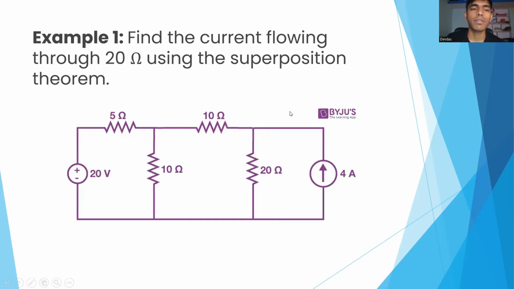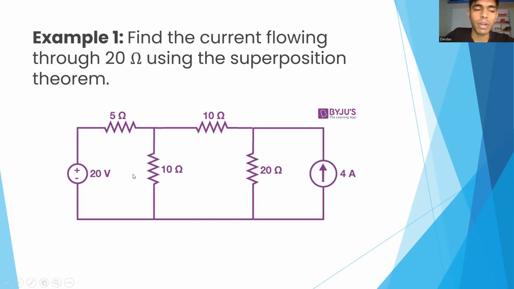Let's say find the current flowing through the 20 ohm resistor using superposition theorem. You can see that we have two sources, a 20 volt source and a 4 ampere source, and we need to find the current flowing through the 20 ohm resistor. The first understanding you need is that we have two sources, and we need to consider each source individually and find the current flowing through the 20 ohm resistor.